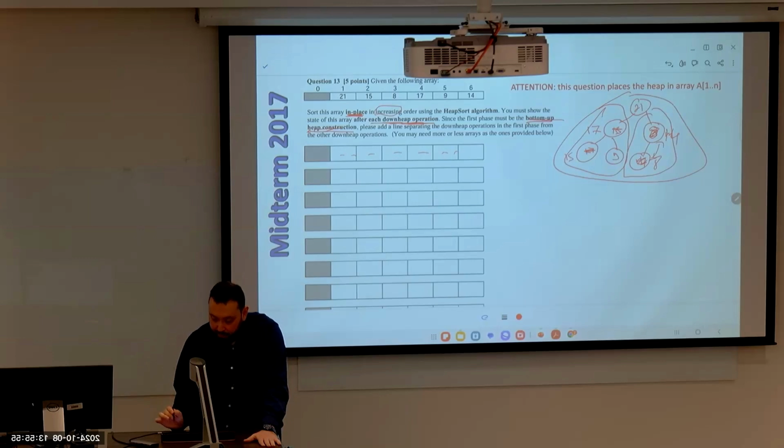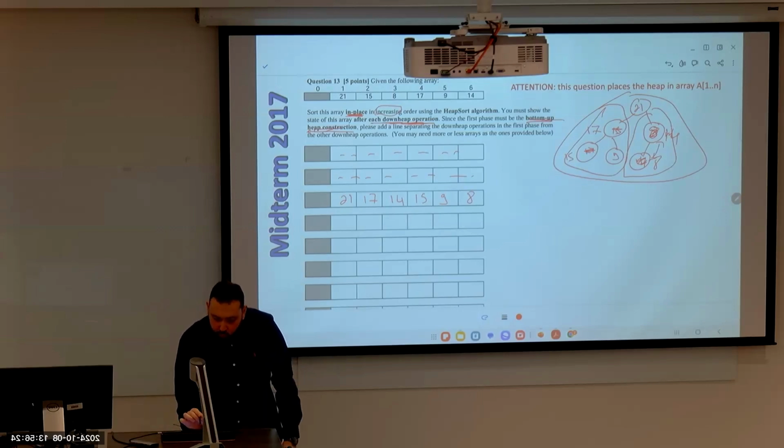My first down heap is done. Now I did the second one here, so I'm going to write it here. Correct? That's another one. For the third one, did I do any down heap? No. So what is my status? It is 21, 17, 14, 15, 9, and 8. Correct?